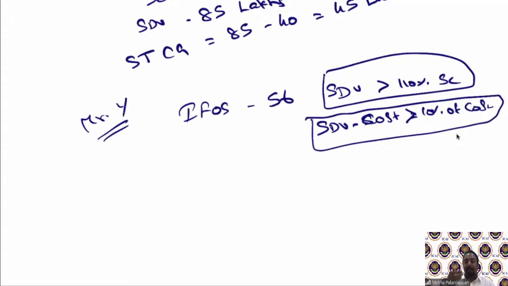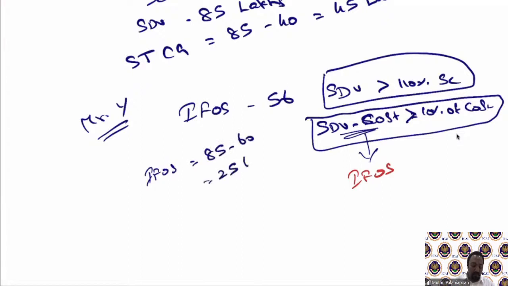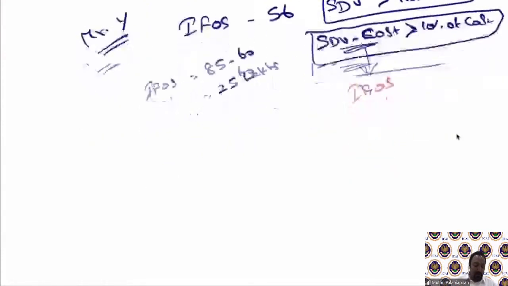Just that capital gain uses the word sale consideration, whereas in income from other sources, they use this concept of cost. So stamp duty value minus cost is more than 10% of cost. Then this difference is an income from other sources. So this is given in 56. Now here, the difference will be 85 minus 60. So this 25 lakhs will be an income in the hands of Mr. Y. And apart from this, what are the TDS consequences?